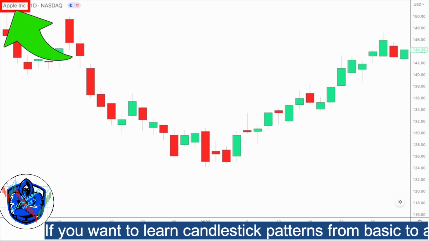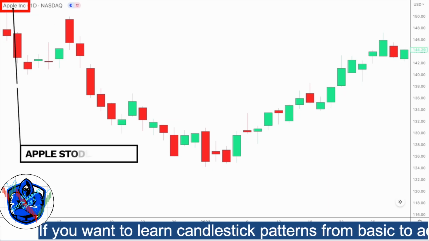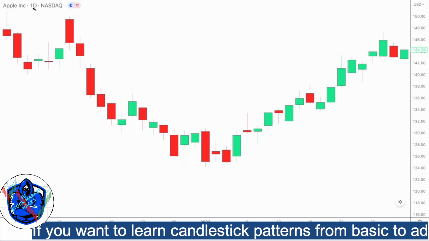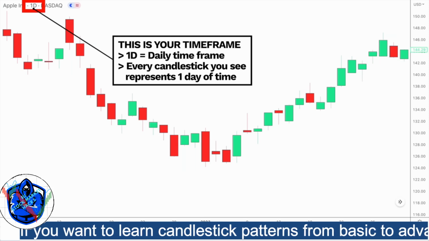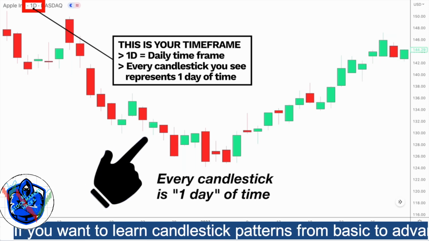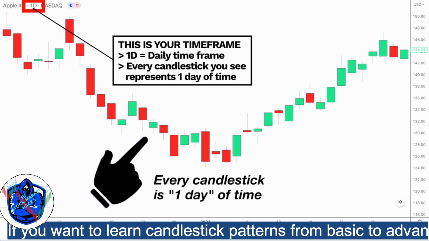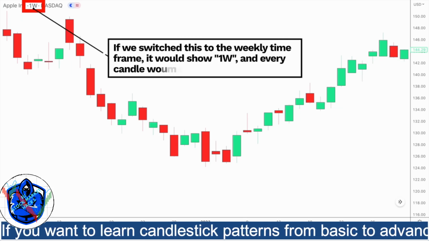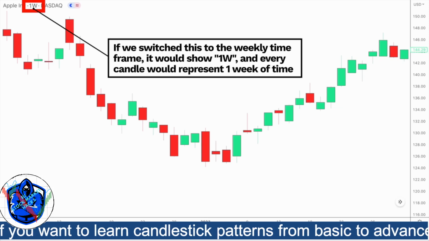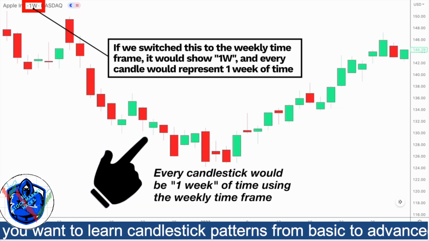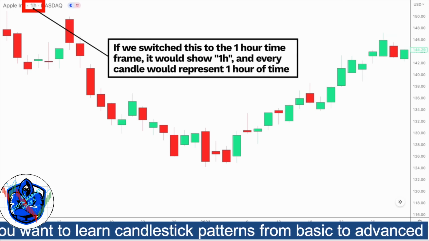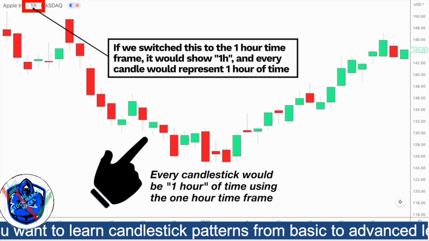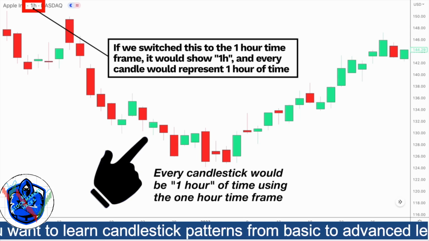This here is the asset you are looking at, and in this case, it is the Apple stock. This here is your time frame. Right now it shows 1D, which translates to the daily time frame, meaning every candlestick you see represents 1 day of time. If we were to switch this to the weekly time frame, it would show 1W, and then every candlestick you see on screen would represent 1 week of time. If we were to switch this to the 1 hour time frame, it would show 1H, and then every candlestick on screen would represent 1 hour of time.